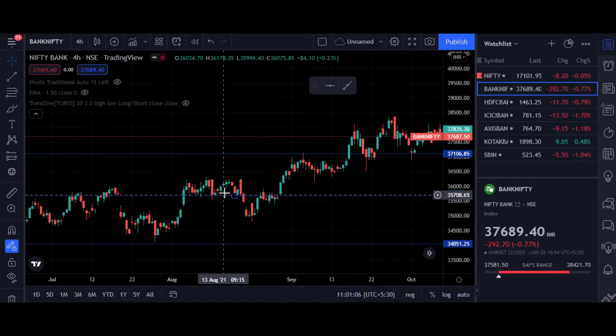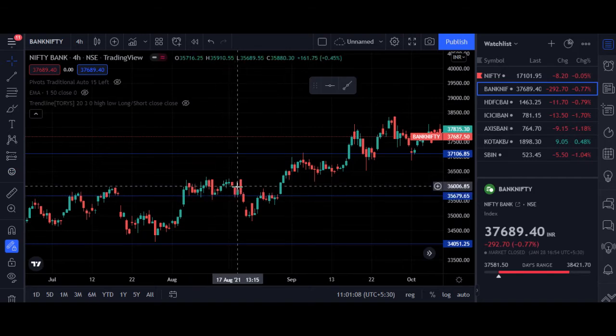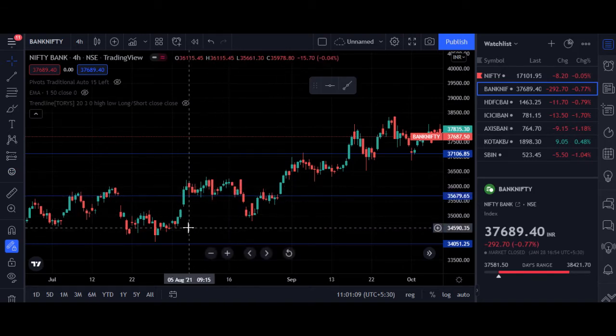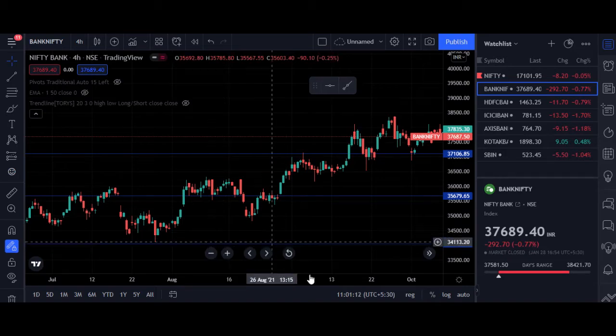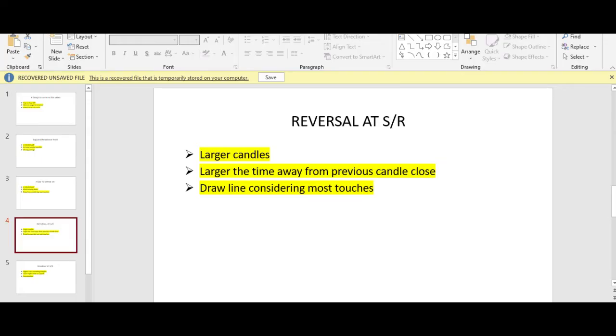It should not be the case always, but it matters. So here you can see a large candle formed. So let us quickly go to the 5 minutes chart. Okay, now we are in the 5 minutes chart.